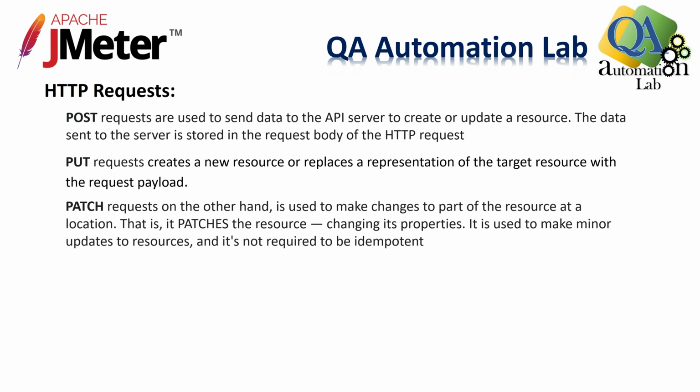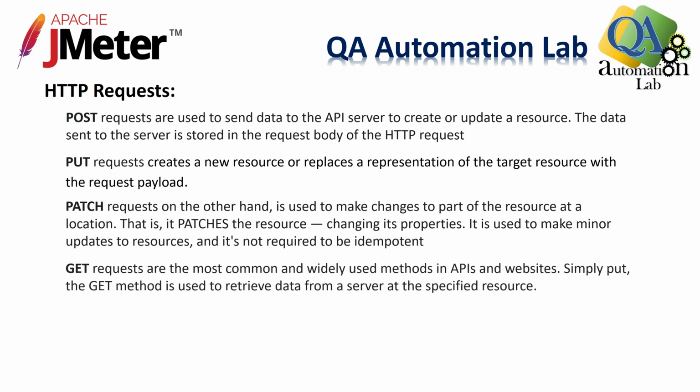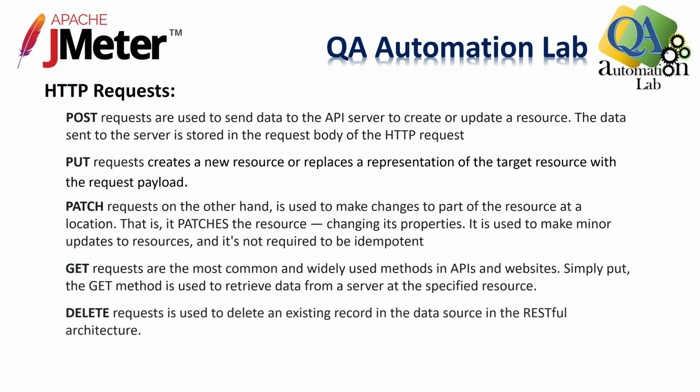Patch request, it is almost similar to put request, but here we can keep the key name and modify their content, whatever we wanted to change. Next one is get request, which is commonly used by everyone to get the content from the web application. The last one is delete request. It is used to delete an existing record which is available in the server.